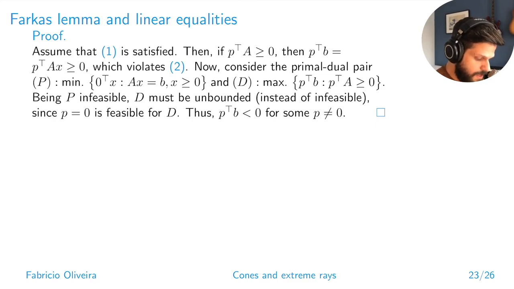But because we know that we can plug p equals 0 here, because this is a pointed cone, that means that it has to be unbounded. So this problem is unbounded. If this problem is unbounded, I can guarantee you that I can find any p, pick a p in that unbounded direction, and that p will be such that this is the case. And that's it.